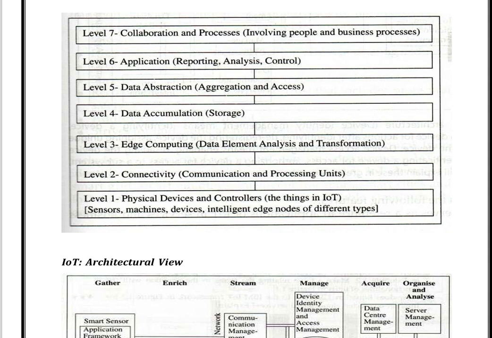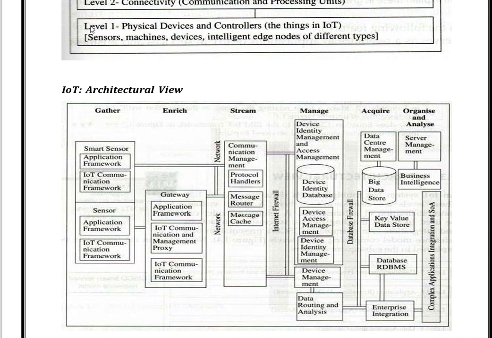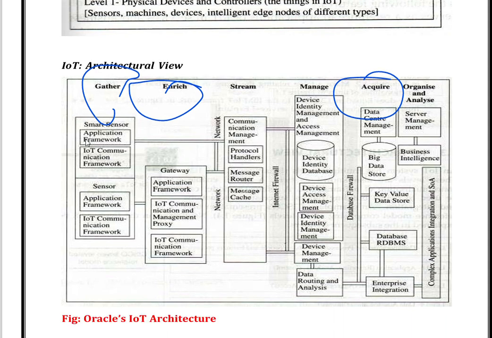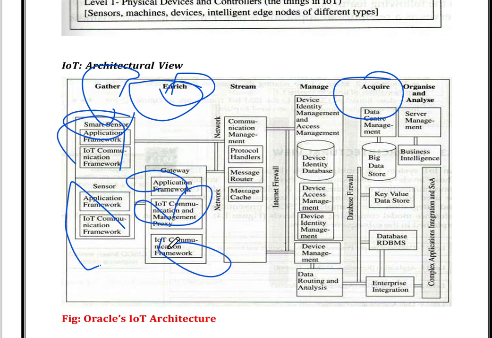Let's discuss the architecture view. In the architecture view, IoT mainly gathers information and enriches, streams, manages, acquires, organizes, and analyzes. This is very important: to gather information, smart sensors use IoT communication sensors, and for enrichment we use an application framework, IoT communication model, and IoT communication framework. When it comes to stream, we use various protocols to do it: communication protocol handlers, message router, message cache.